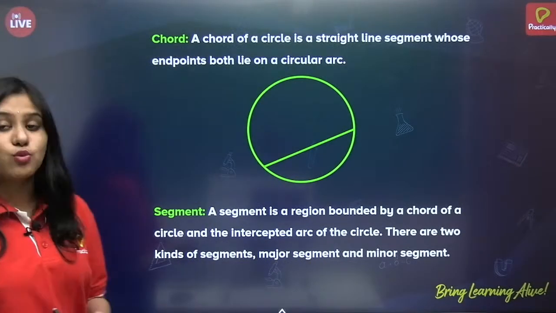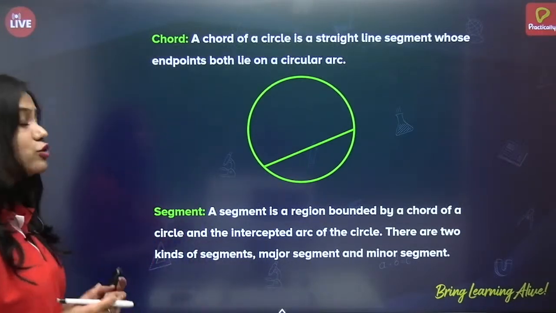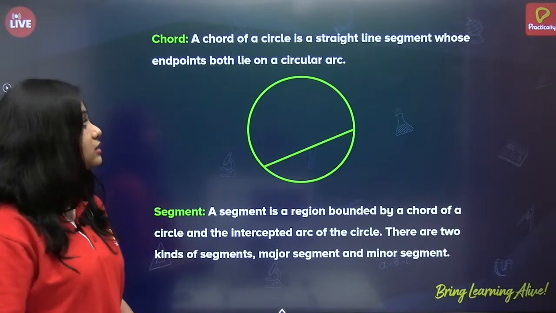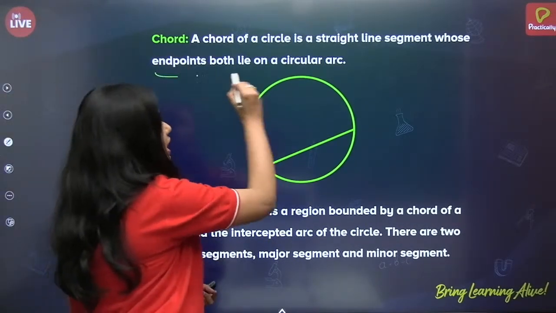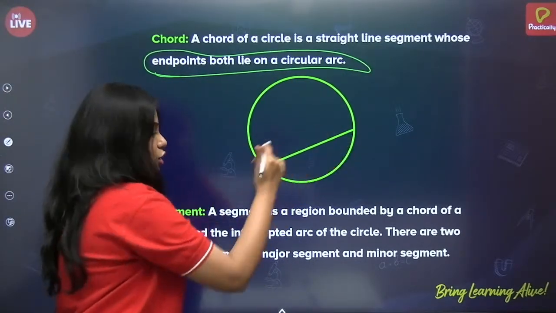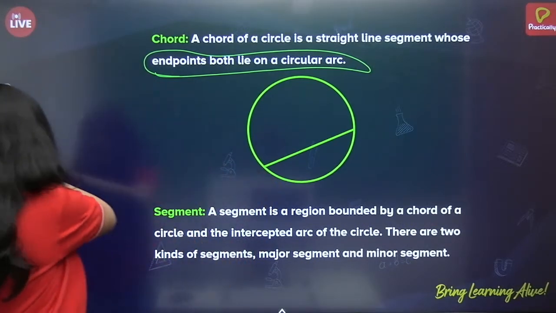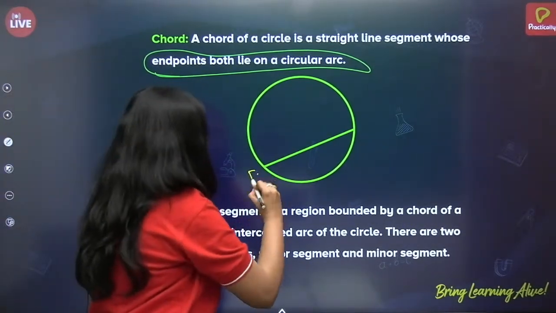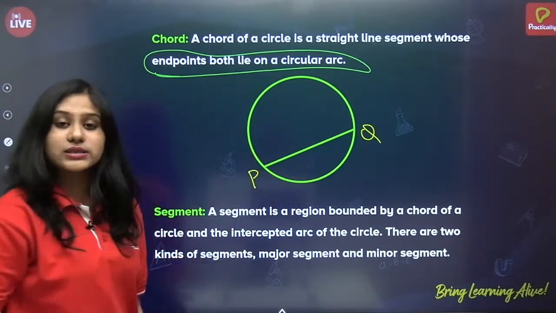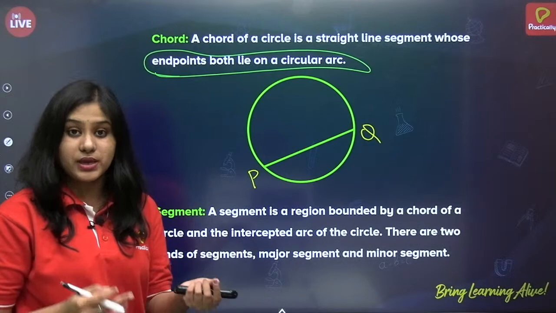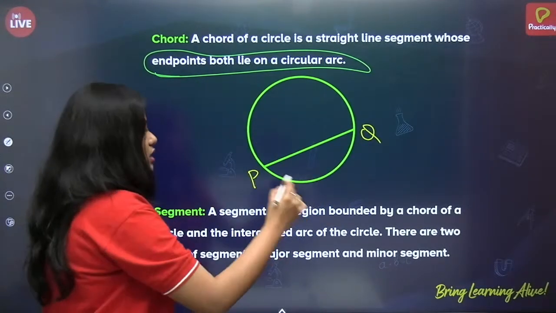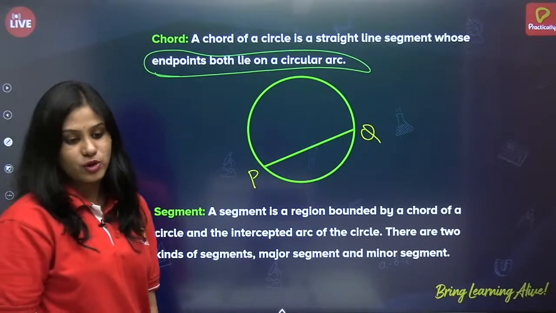Now let us see what is a chord of the circle. How do you define a chord? A chord of a circle is a straight line segment whose endpoints both lie on a circular arc. So now this is the chord, correct? Let me name this as PQ. So PQ is the chord. In the line segment PQ, what are its endpoints? P and Q are the endpoints, and both lie on the circle. So PQ is an example of a chord.